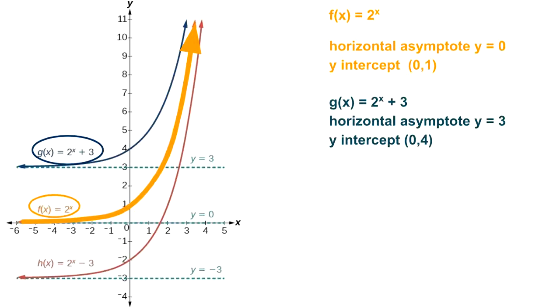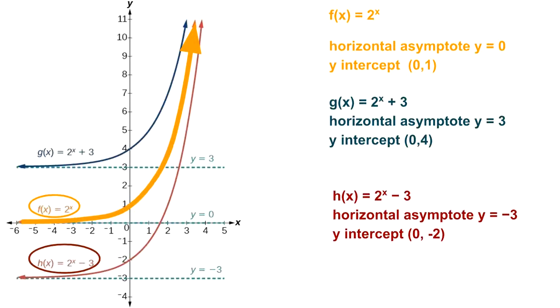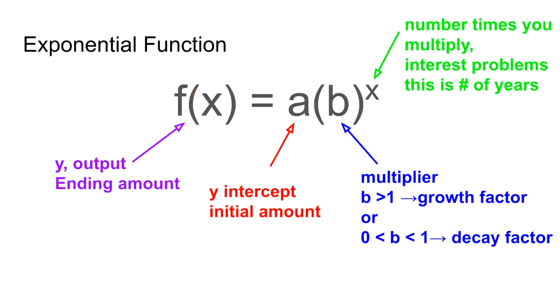And if I go the other direction, so in this case, I take away 3, that's going to cause the whole graph to shift down by 3. So once again, the y-intercept is now going to be 1 minus 3, or -2, and the horizontal asymptote is going to be y equals -3. So keep in mind, those numbers at the end, they're going to cause changes in the horizontal asymptote and the y-intercepts. So we got an exponential function, and it's got an output and an input, and we've got an initial amount and a multiplier. So that's all we're going to do for today.